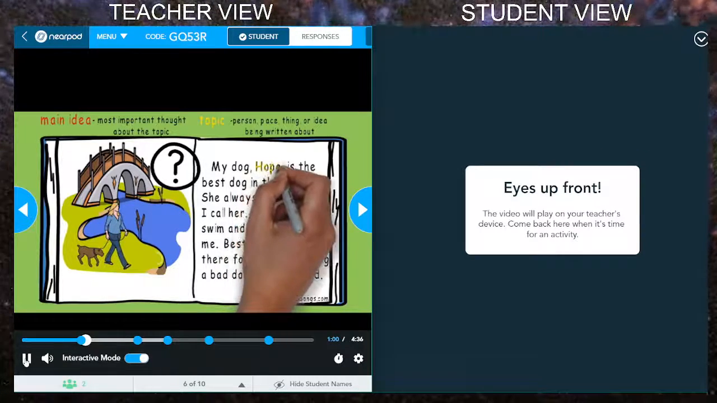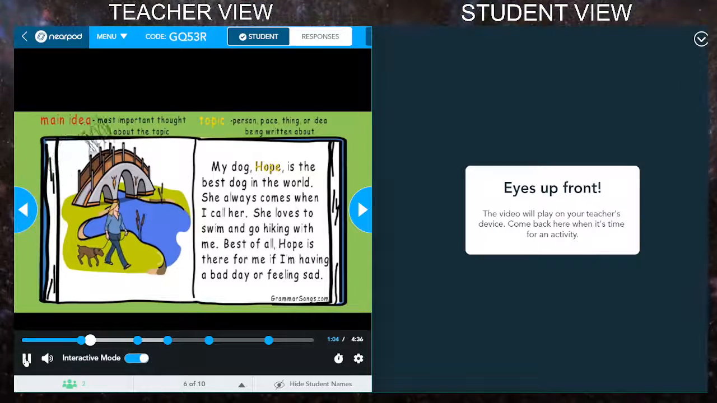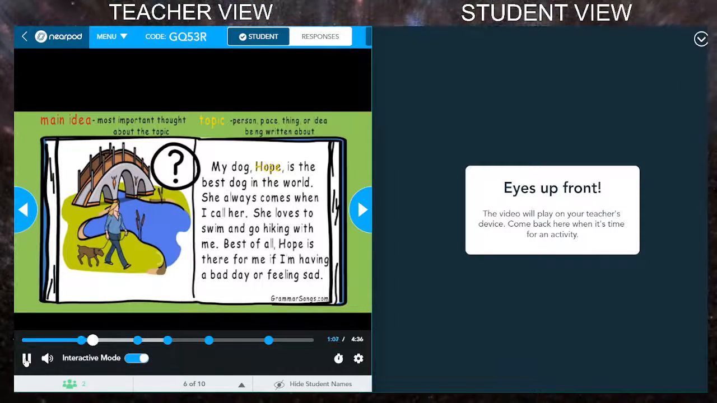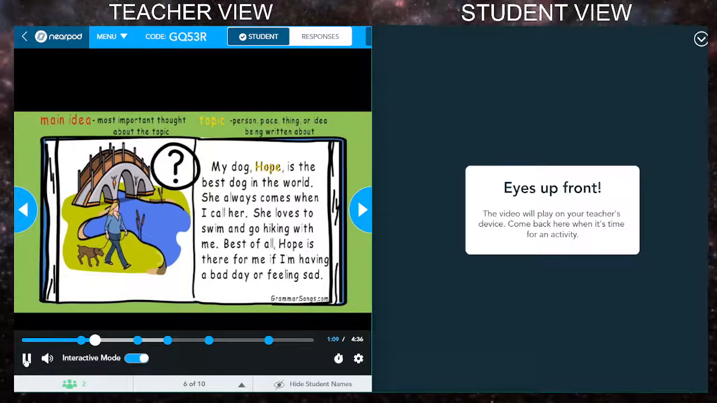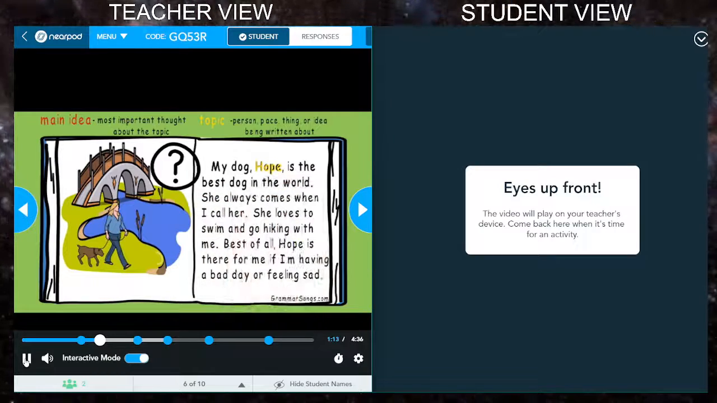Of course, it's about Hope. Good job, guys. Topic. Next, we need to find the main idea. So what is the most important point this paragraph makes about Hope? Let's read the paragraph again. My dog Hope is the best dog in the world.